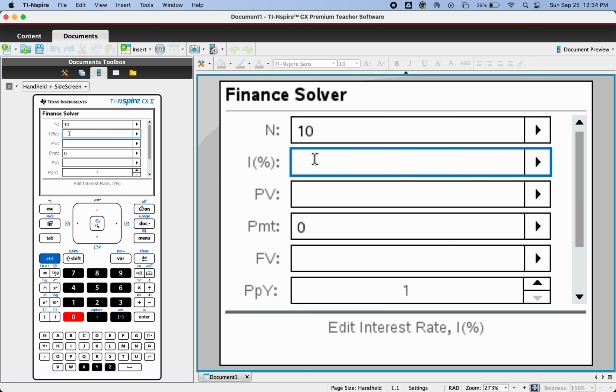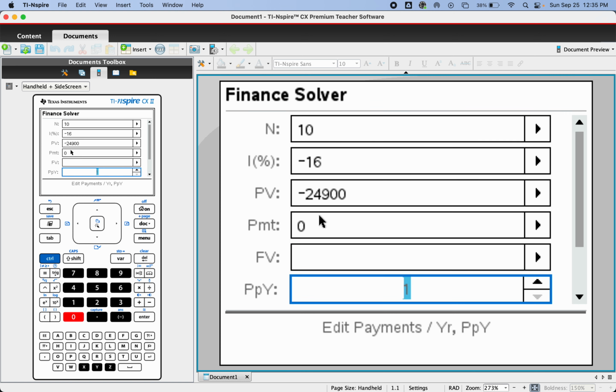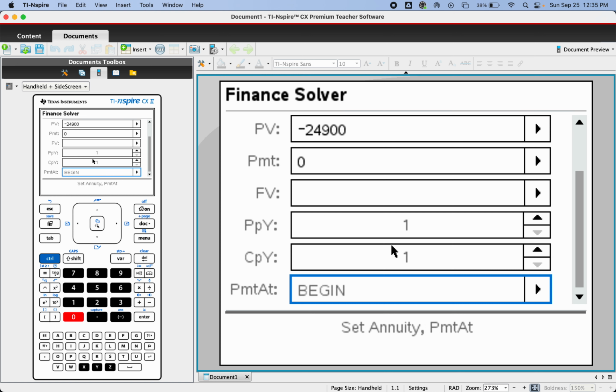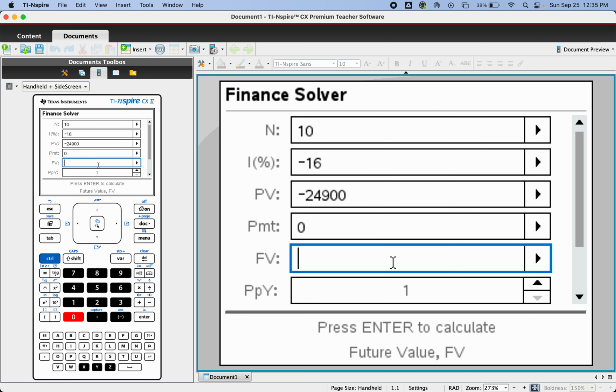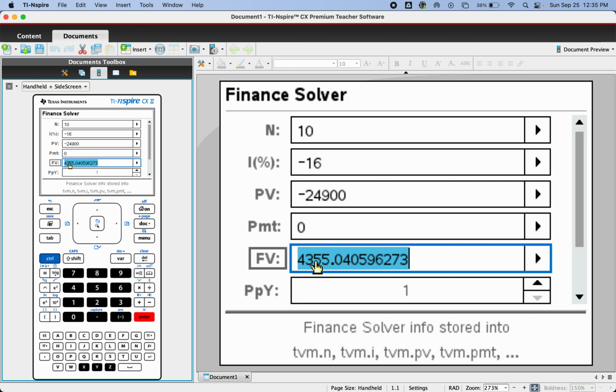Now, here's the thing. The interest rate is actually negative 16. We're going to depreciate it by negative 16% a year, and we don't make that a decimal. We use a percentage, so negative 16. Present value: we paid $24,900 for it. There's no other payment. We want the future value. This is 16% depreciation compounded every year, so this should all be good. If we just push enter, there we go, we get the same thing, 4355.04.